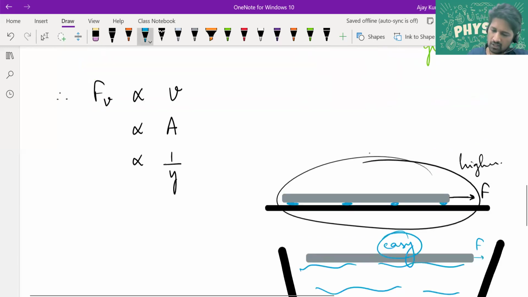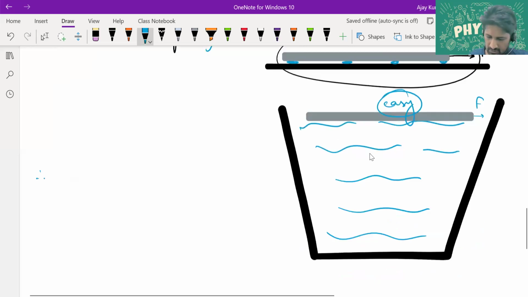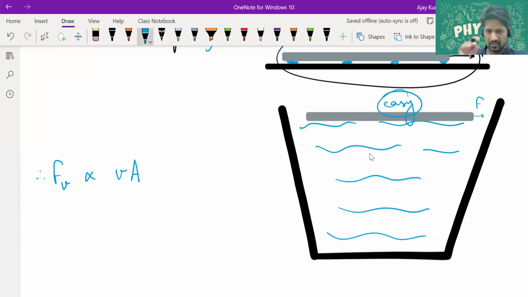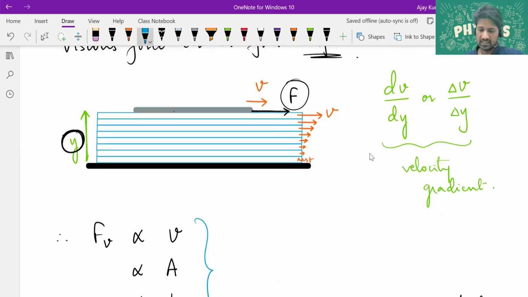So putting all these factors together, we get the expression for viscous force. Viscous force is proportional to these three factors: the speed with which you want to drag it, the area of contact, and inversely proportional to the distance between the layers. What is y exactly? How do you express y or name y? y is the separation between this first layer. The first layer is the fixed layer, no?